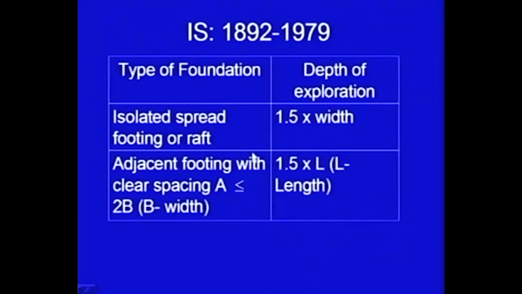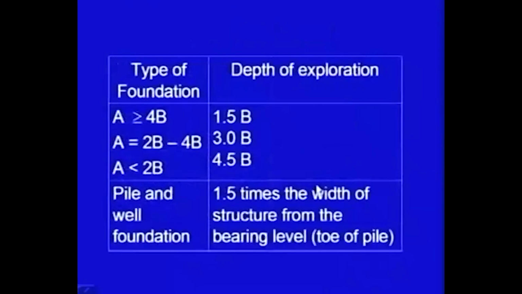Now, these are the recommendations by the code. If an isolated spread footing or a raft is being used, the code specifies that the depth of exploration should be at least 1.5 times the width. If there are adjacent footings with clear spacing A, as I just discussed, and if A is less than 2 B, then the depth of exploration should be 1.5 times L. L is the larger dimension of the building.